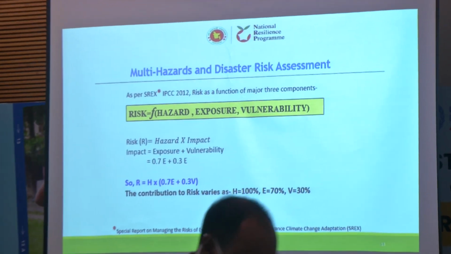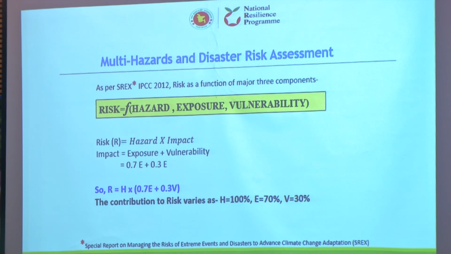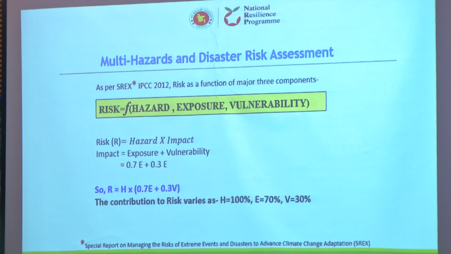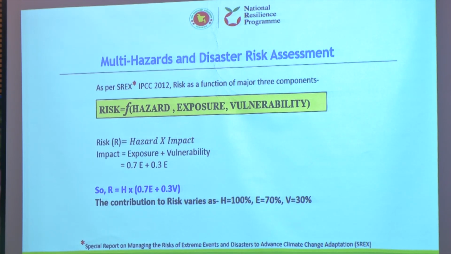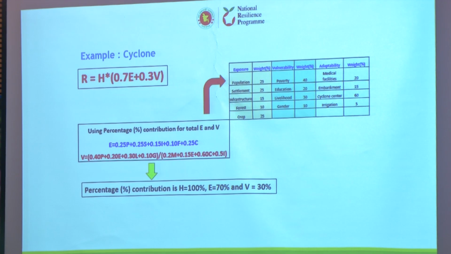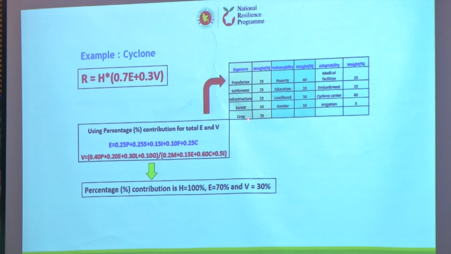There is no specific theoretical construct for how they choose 70 and 30%, but it is an expert approach, an empirical approach derived by the experts. Next slide. For cyclone, there are 5 indicators they use for the exposure: population, settlement, infrastructure, forest and crops.